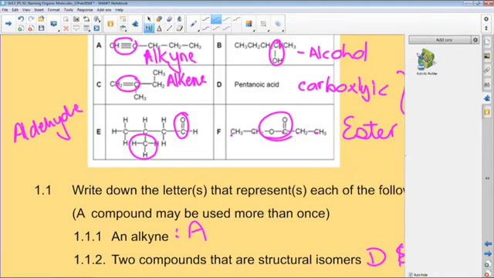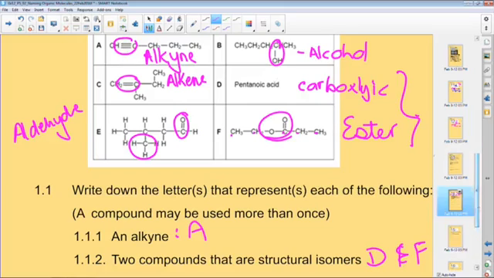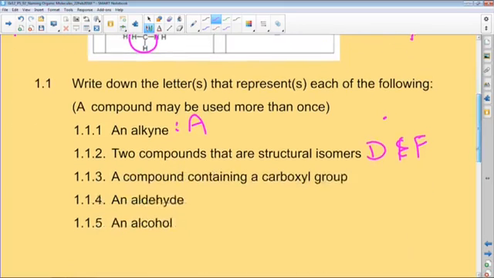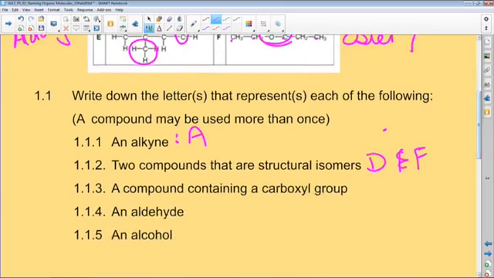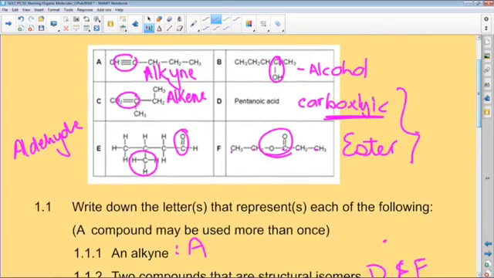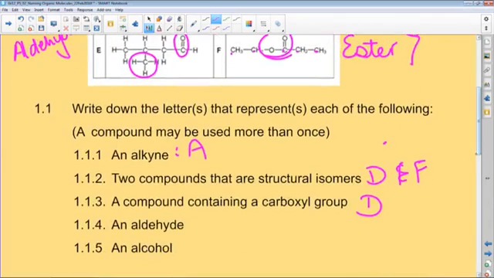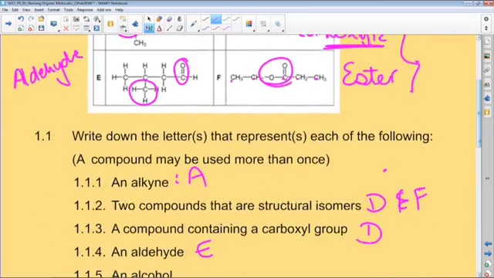Okay. Ooh, look, no, I'm doing funny things now. Let's go back there. Okay, that's not what I wanted to do. There we go. A compound containing a carboxyl group. Carboxylic acid must have a carboxyl group. That's where it gets its name. So that's D. And then the aldehyde, oh, look at that, that's E. And the alcohol, oh, look at that, that's B.